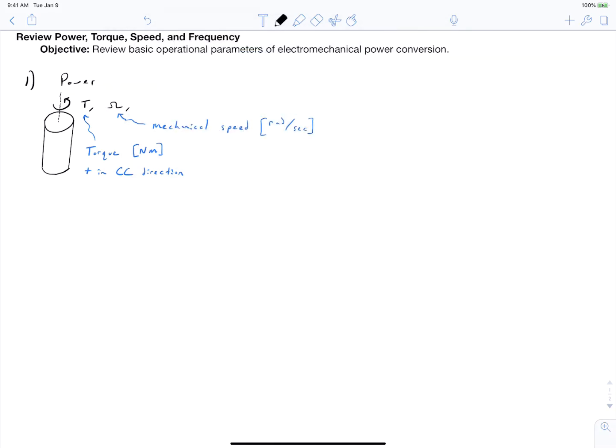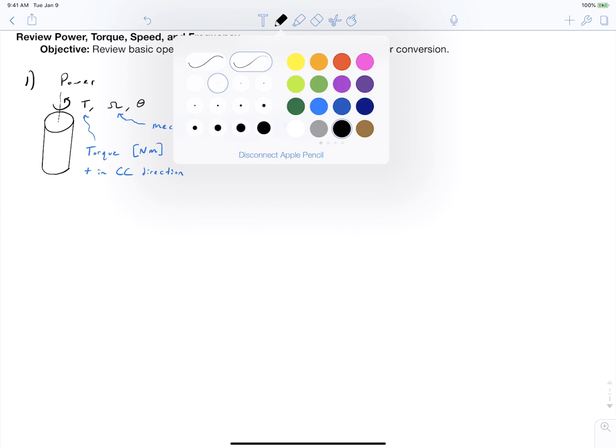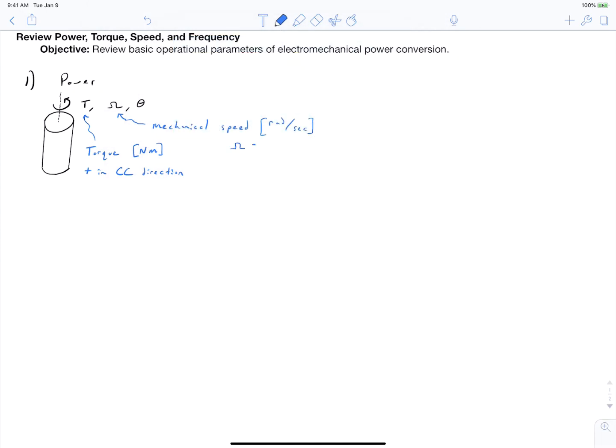So this shaft has a mechanical speed, and the units for mechanical speed are radians per second. We can talk about the shaft's position as being theta, and so our mechanical speed is equal to d theta dt. The definition of power is that it is the time derivative of energy, and we know from Newtonian physics that the energy we impart in a physical system is a force that we apply to move an object a certain length.